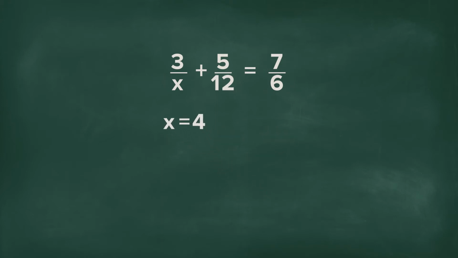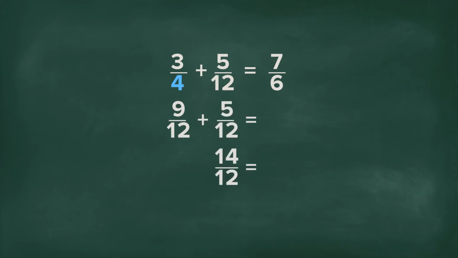Let's check the solution. We'll substitute 4 for x in the original equation. Next, we'll combine terms on the left side of the equation. To do that, we'll have to change 3/4 to 9/12. Now we can add 5/12. We get 14/12. That reduces to 7/6. That's the same number we have on the right side of the equation.